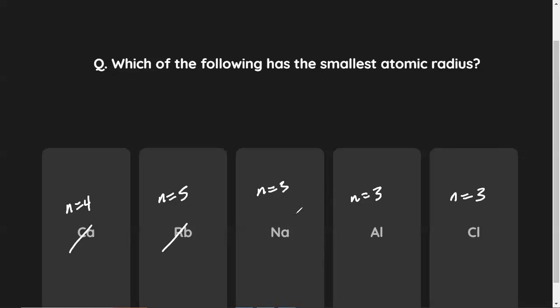From here, it comes down to a matter of protons. Sodium has 11. Aluminum has 13. Chlorine has 17. More protons means more electronic pull. Again, bring those electrons in further. So this one, chlorine, is going to be the smallest.